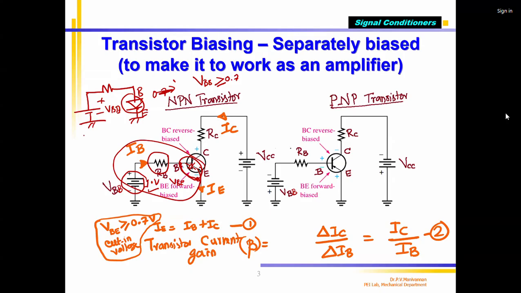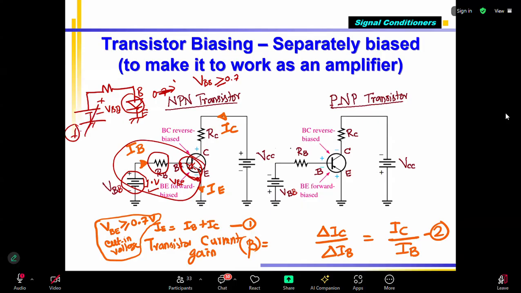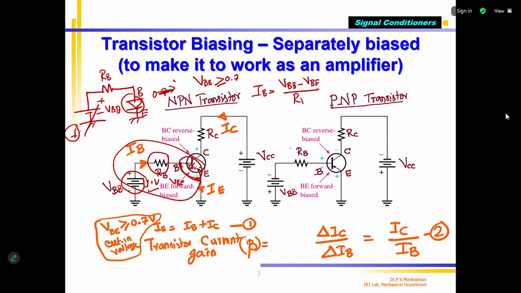Now, if I give 1 volt, VBB equal to 1 volt, what is the IB? This is RB. I can write the formula: IB equal to VBB minus VBE divided by RB. So 1 minus 0.7 divided by RB, which is 1000 ohms, already told. So it's 0.3 volts divided by 1000, equal to 0.3 milliamps current.